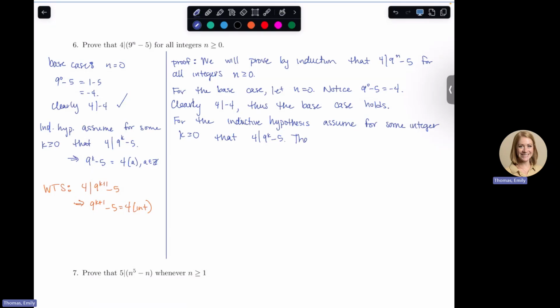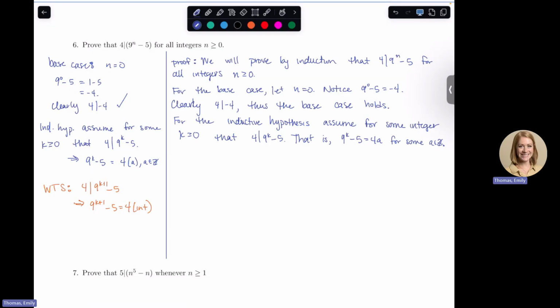That is, 9 to the k minus 5 equals 4a for some a in Z. You have a problem really similar to this on your homework for Monday. But these two that we're doing now will help you prepare for those.